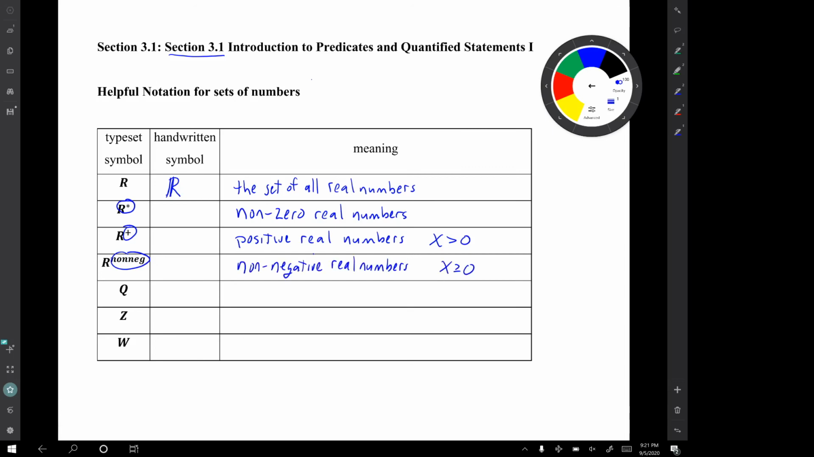A boldface Q is written this way when writing by hand. This is the set of rational numbers. I'll come back and say more about rational numbers after I talk about this symbol. This is the set of integers. Now back to the rational numbers. The rational numbers are the set of ratios of integers where the integer in the denominator is not 0.